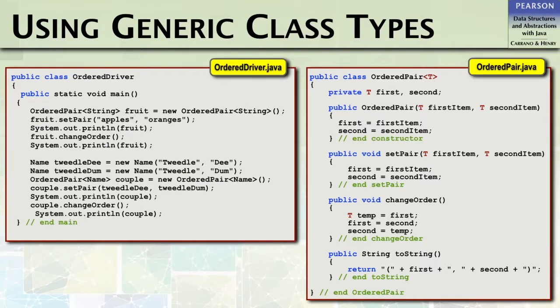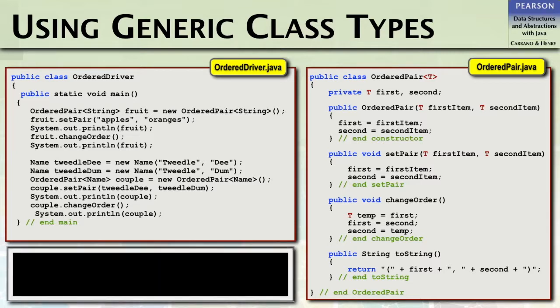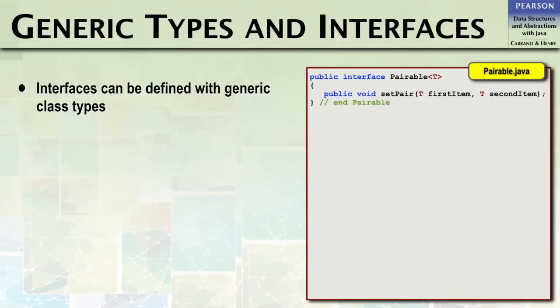Next, we'll create two name objects, Tweedledee and Tweedledum. We'll create a new ordered pair, but this time we'll set the type of our ordered pair to be name. We'll then set the pair of objects to be Tweedledee and Tweedledum. We'll print them out in the current order. We'll change the order and print them out again. When our code executes, we should see apples, oranges, followed by oranges, apples, then Tweedledee, Tweedledum, and then after changeOrder, Tweedledum, Tweedledee.